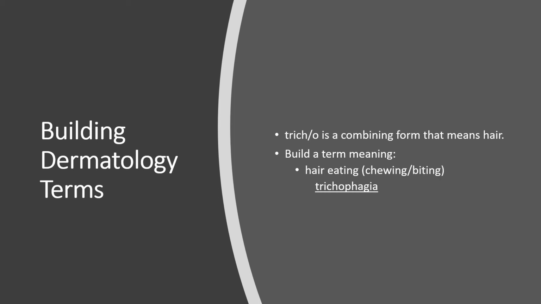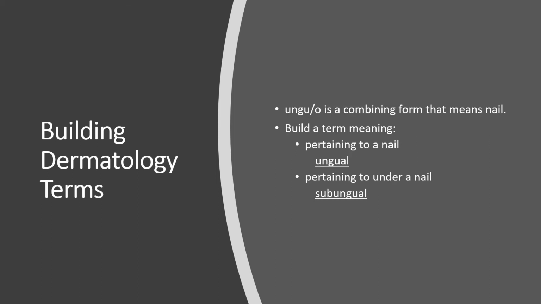Tricho is a combining form that means hair. The term hair eating or chewing or biting would be trichophagia. Ungual is a combining form that means nail. The term ungual means pertaining to a nail. Pertaining to under a nail would be subungual.